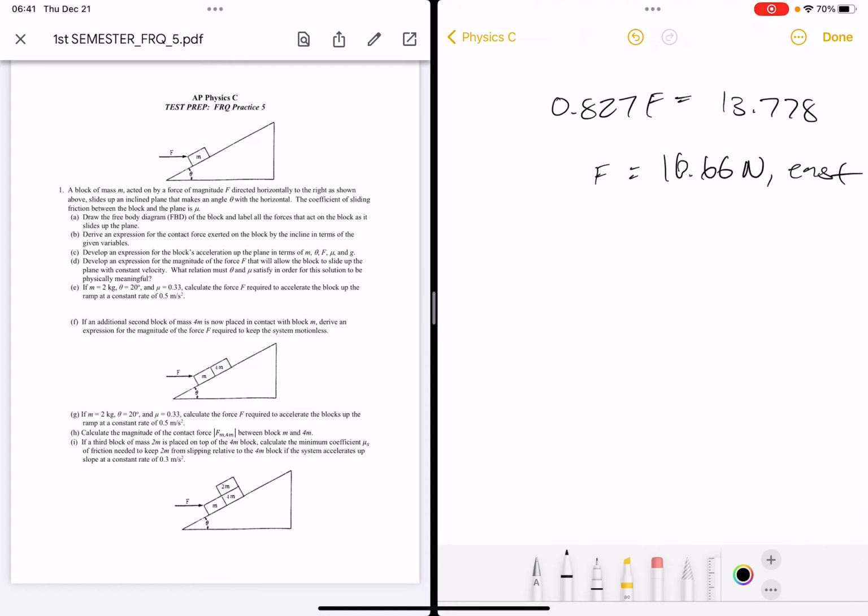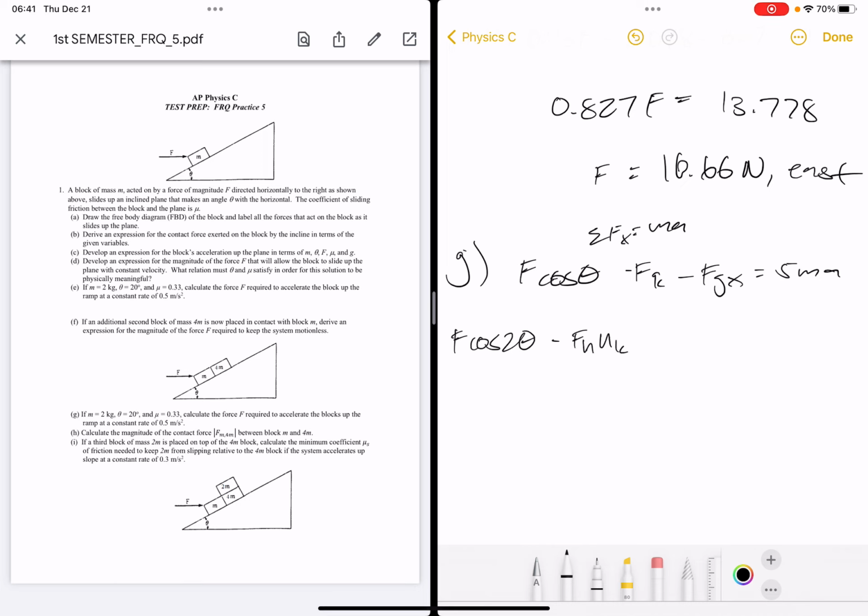G now. So G, you set it up as f cosine theta minus fk minus fgx equals 5ma, because we're adding the m's together. This is net force, by the way, in the x direction. So F cosine 20 minus Fn mu k minus 5 mg sine theta. Again, it's 5 mg because we had to add both masses of the boxes.